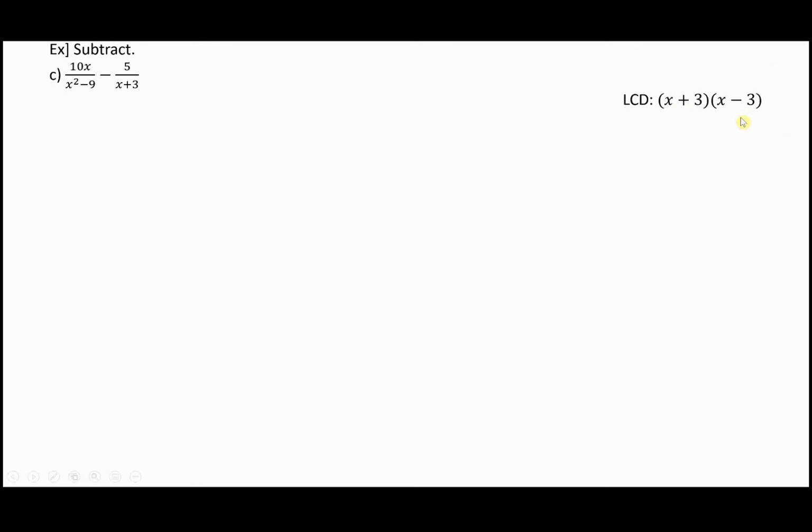And remember, you want your LCD whenever possible to remain in factored form. Keep it in factored form for as long as possible, and even up until the final answer too. Your final answer should be all the way factored, just as a convention. So go ahead and take your fun one of x minus 3 over x minus 3 for the subtrahend. That's the rational expression that's being subtracted off.